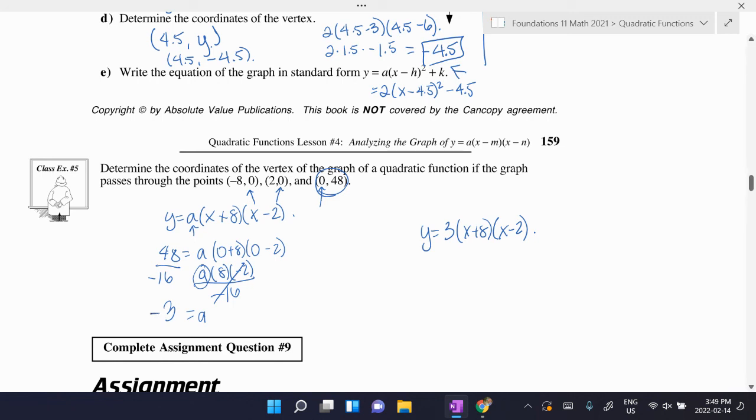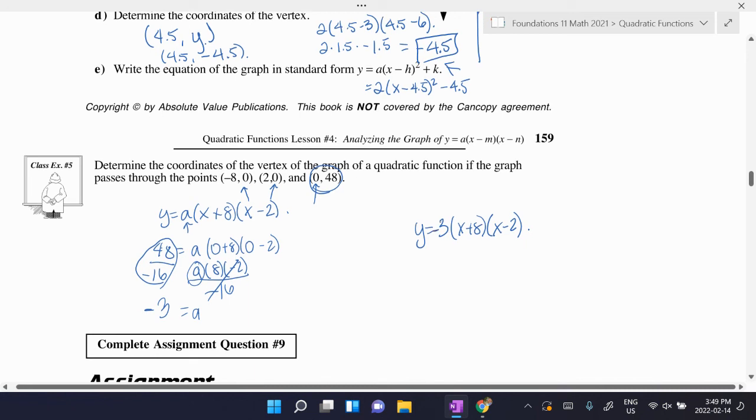Oh, I forgot the negative here. Sorry about that. That should be a negative. Let me just erase that out. That is equal to negative 3. There we go.